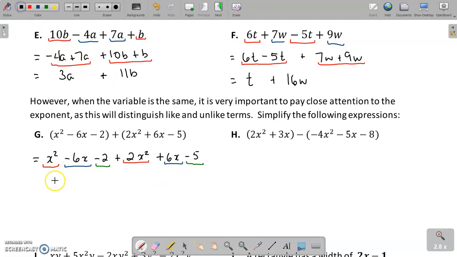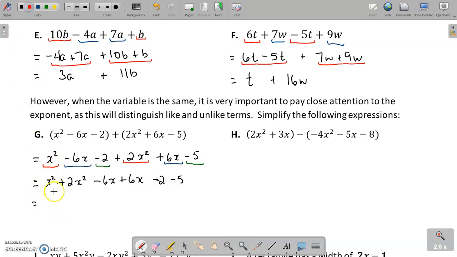So if I rewrite this, and you don't always have to rewrite it, grouping them together, but if it helps you to understand at first, it's a good idea. So here I would group together the x squared terms, so x squared plus 2x squared, and then I have minus 6x plus 6x, and then I have minus 2 minus 5.